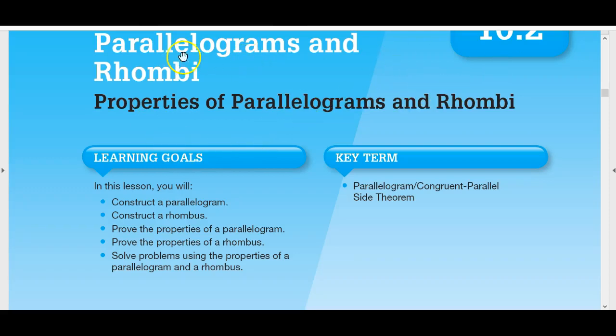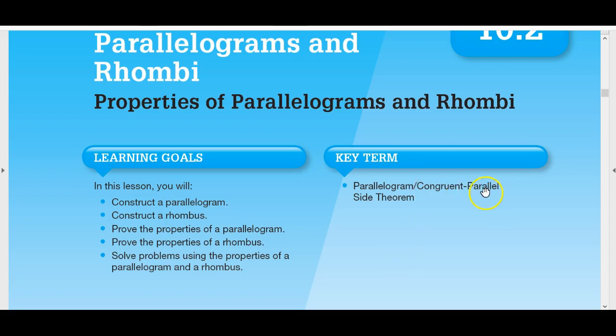Okay, so here we're doing the properties of parallelograms and rhombi. You've got to be able to construct a parallelogram, construct a rhombus, prove the properties of the parallelogram, prove the properties of a rhombus, and solve problems using the properties of a parallelogram and a rhombus. And the key is to understand this parallelogram congruent parallel side theorem.